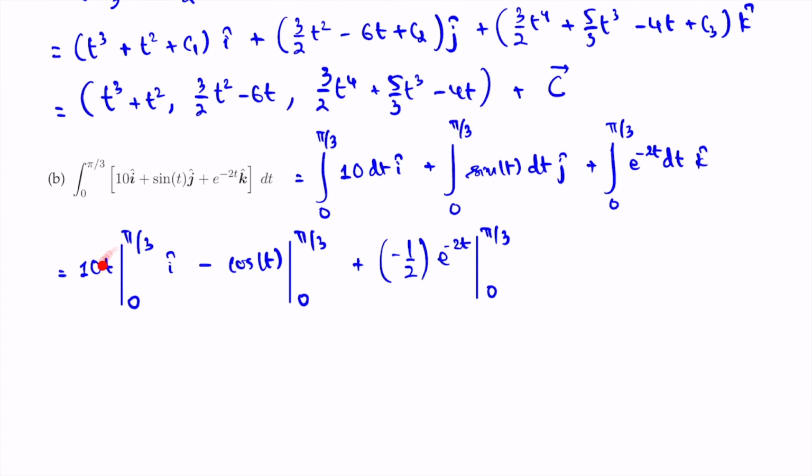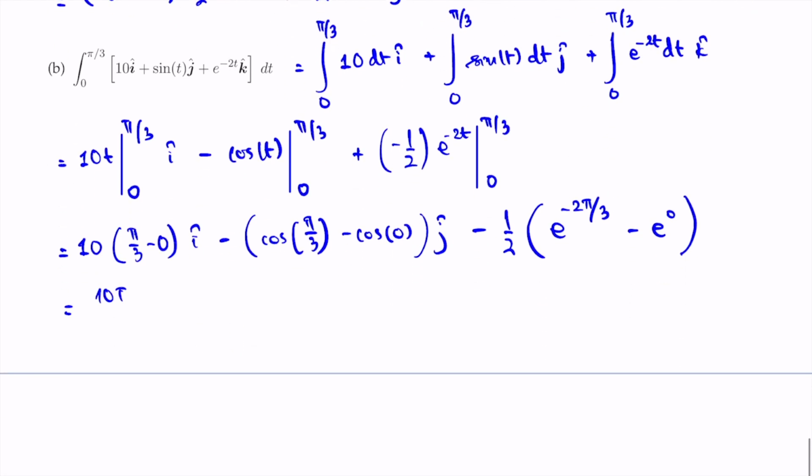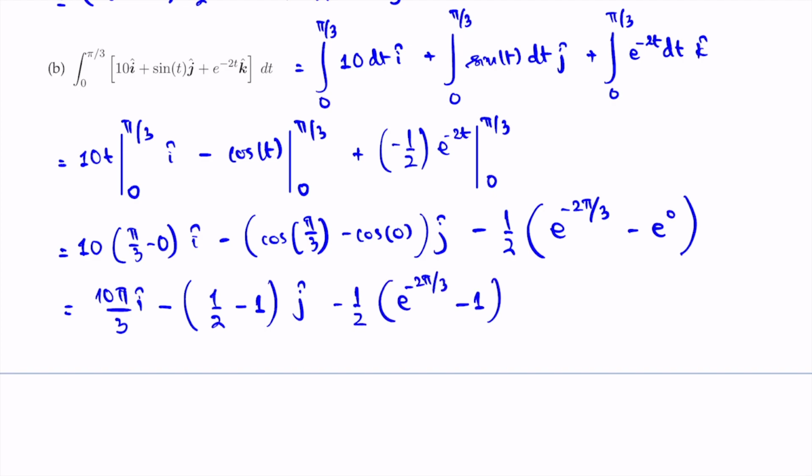Now you evaluate each function as follows. You get 10 times pi over 3 minus 0 i, minus cosine of pi over 3 minus cosine of 0 j, minus 1/2 times e to the negative 2 pi over 3 minus e to the 0. So here you get 10 pi over 3 minus, so cosine of pi over 3 is 1/2, minus 1, j, so this one is i, minus 1 half e to the negative 2 pi over 3 minus 1 k hat, so I forgot the k hat here as well.